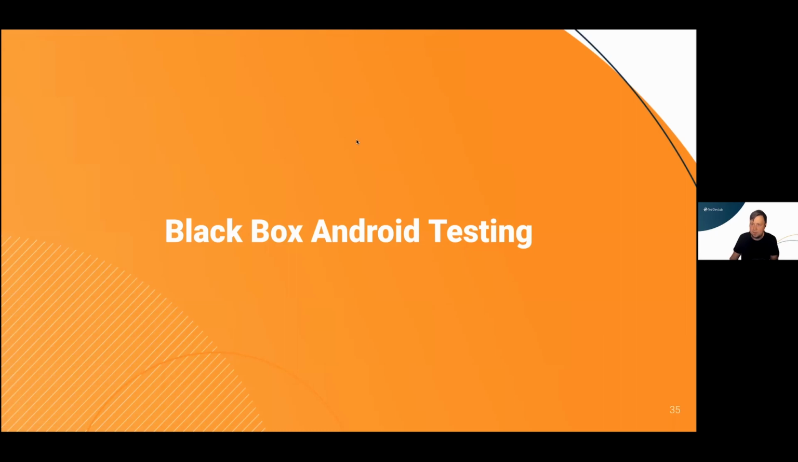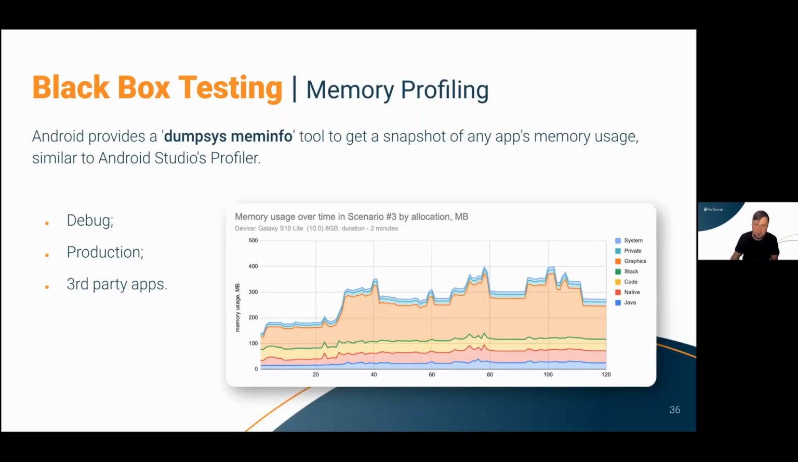Luckily, Android is not as restrictive as iOS is. For memory usage, there are command line tools that give you insight into the current state of memory consumption. For example, there's the dumpsys meminfo tool, and using that tool plus writing some scripts to monitor ADB output, it allows you to get a view rather similar to what we see inside Android Studio. With this approach, you can analyze any application. So it doesn't matter if the app is debuggable or not, or if it comes from Google Play or it's your own application.